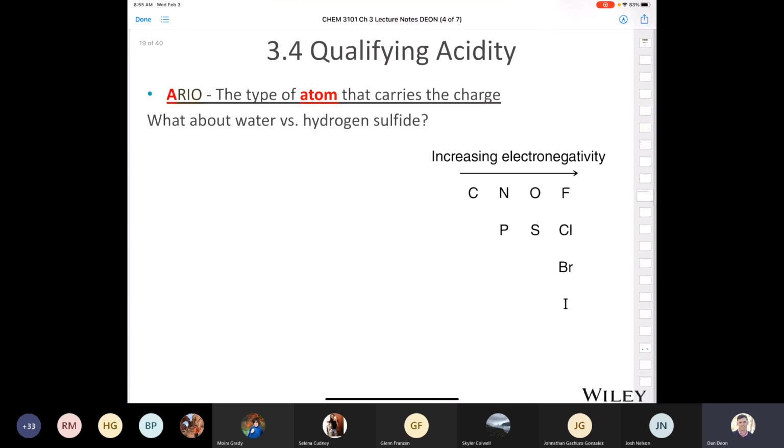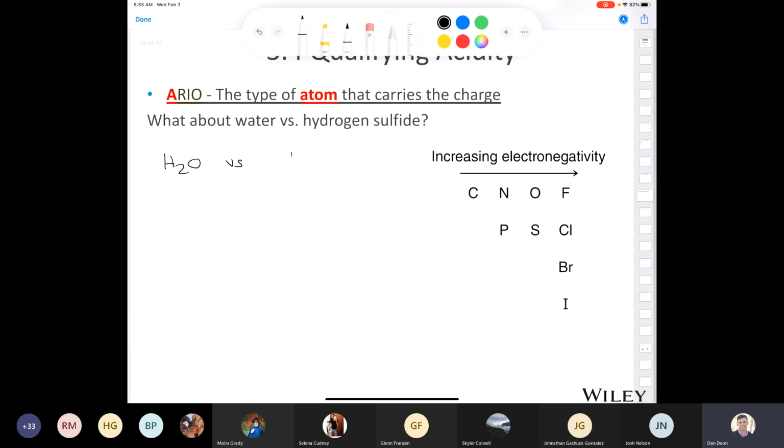And this is what I was getting to. If you were to compare water and hydrogen sulfide, so a little nomenclature practice here, if you compare H2O versus H2S, okay? Now, if we draw the Lewis structures, you know the Lewis structures are very similar. This is water. This is hydrogen sulfide.